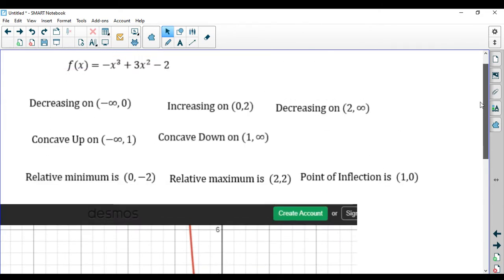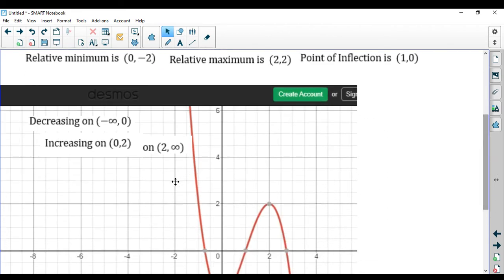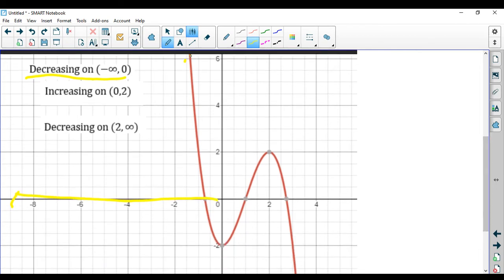So first, we're going to check our increasing and decreasing. We found out with calculus that our function is decreasing from negative infinity all the way up to 0. So if you look at the graph, it is in fact decreasing from negative infinity to 0.